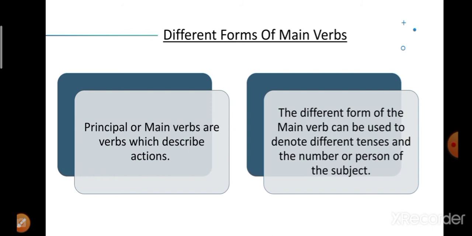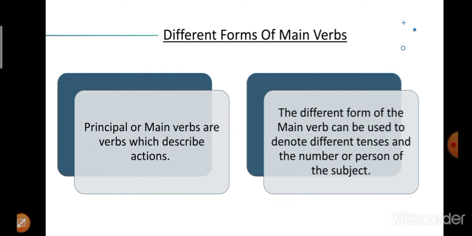Now, different forms of main verbs. Principal or main verbs describe action. I already told you that principal or main verbs are the verbs which describe action, whereas the different forms of the main verb can be used to denote different tenses and the number or person of the subject. So here the use of different forms of the main verb is that they can be used to denote different tenses.